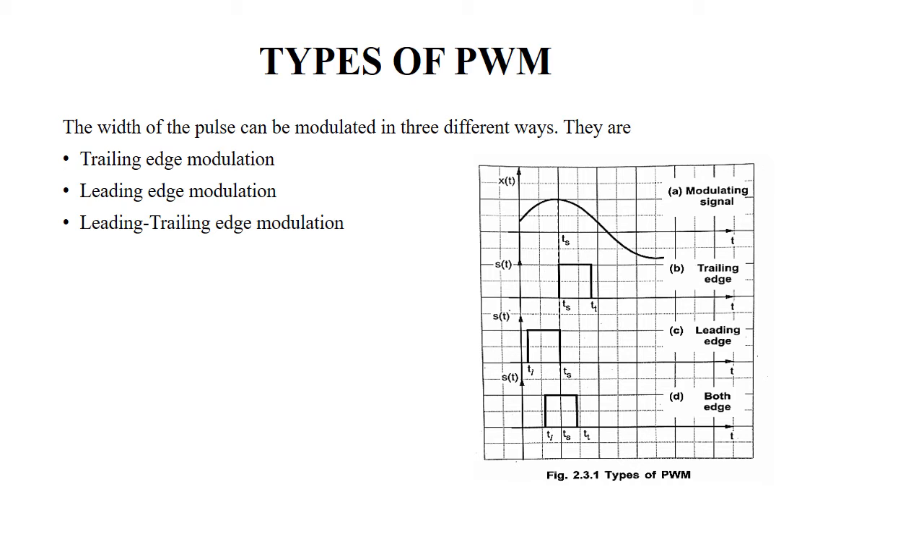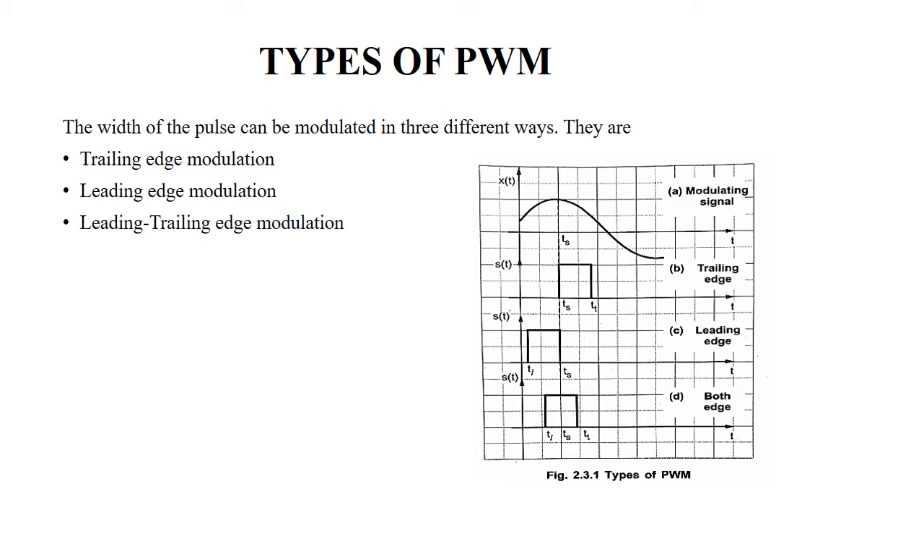Types of PWM. The width of the pulse can be modified in three ways: trailing edge modulation, leading edge modulation, and leading-trailing edge modulation. Trailing edge modulation means that in this method the position of the leading edge is fixed, but the position of the trailing edge is changed according to the required width of the pulse.